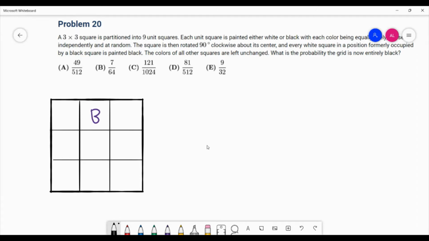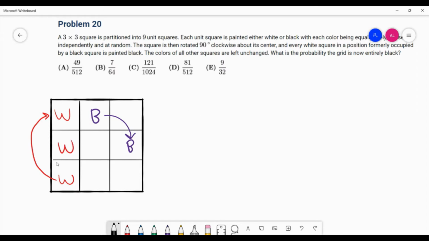Well, if this square right here was black, then it would rotate like this, and the black would end up in this square. If the square was white, like in the corner, it will rotate to the corner on the right or on the top and would become white. And then the center just stays where it is.